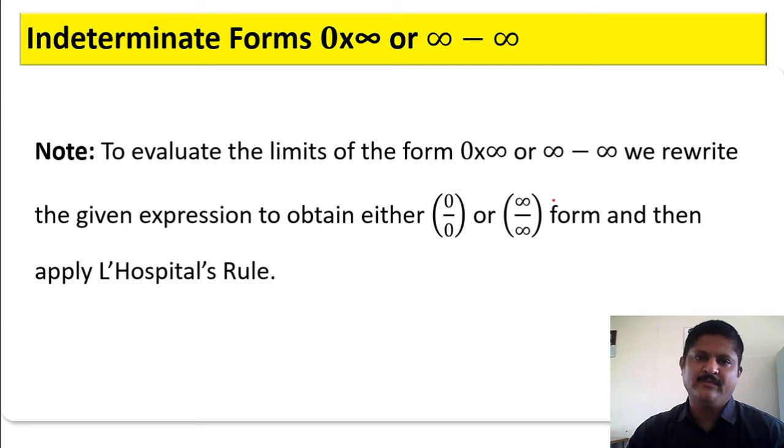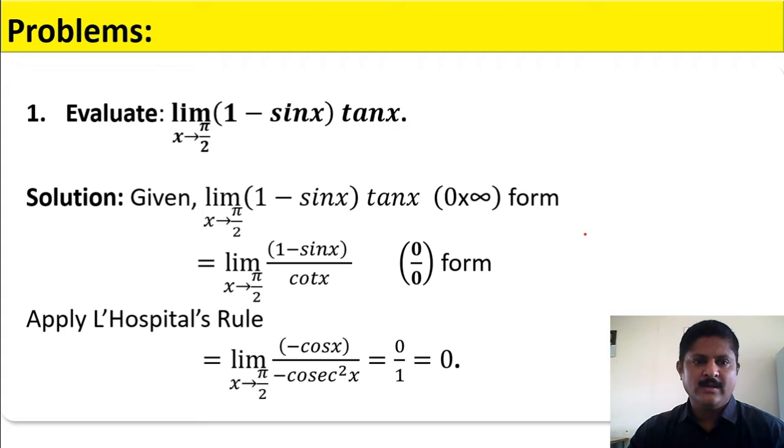Indeterminate forms 0 into infinity or infinity minus infinity. To evaluate the limit of the form 0 into infinity or infinity minus infinity, we rewrite the given expression to obtain either 0 by 0 or infinity by infinity form and then apply L'Hospital's rule. That means to apply L'Hospital's rule, differentiate the numerator separately and the denominator separately, then apply the limit. Here we are going to solve some problems.